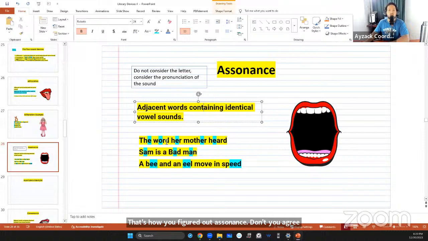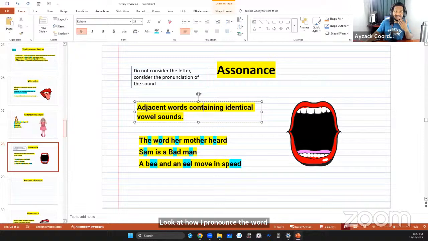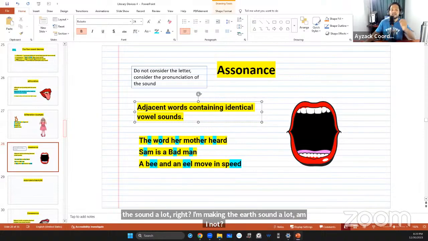Look at my mouth, by the way. Zoom in on my mouth. Look at how I pronounce the words, her mother heard. I do the sound a lot, right? I'm making the sound a lot, am I not? Her mother heard.